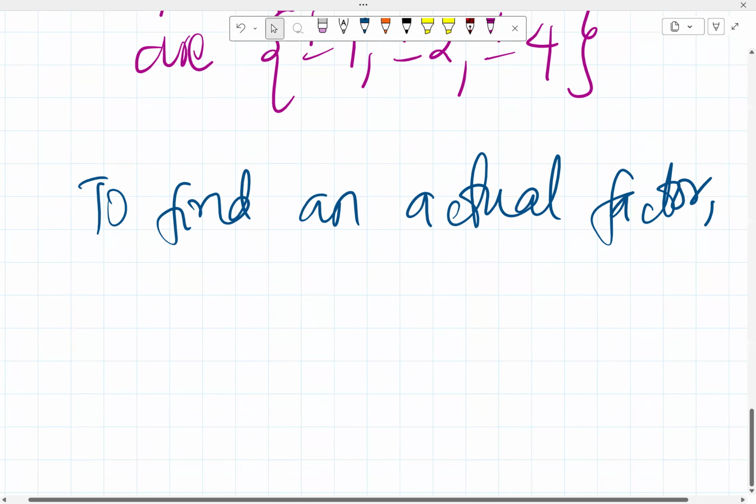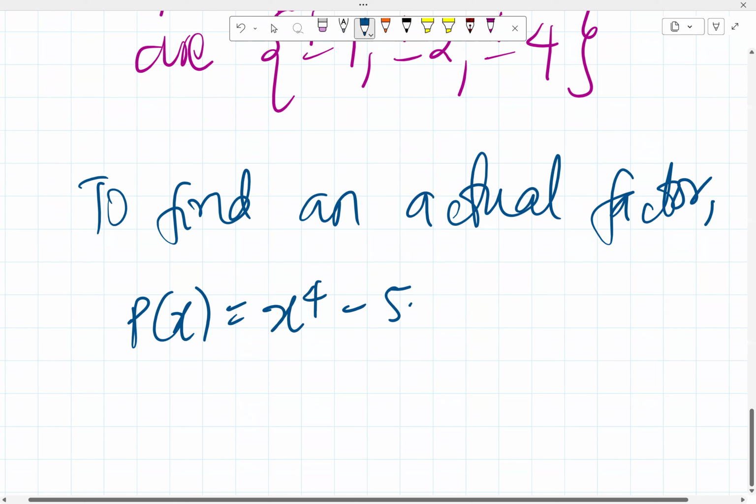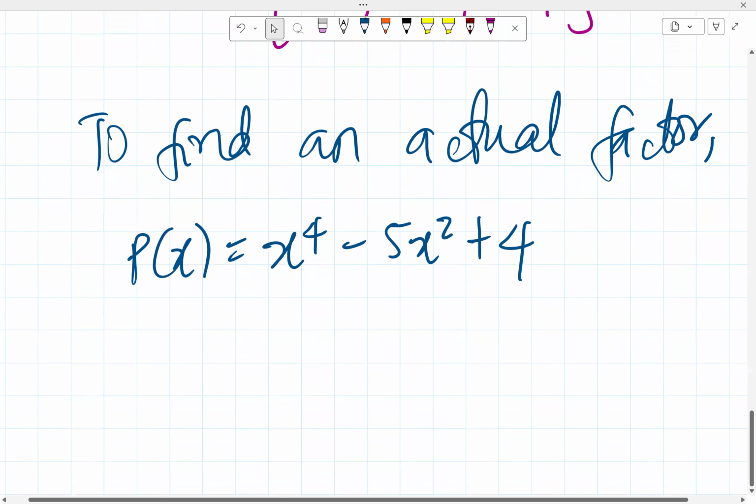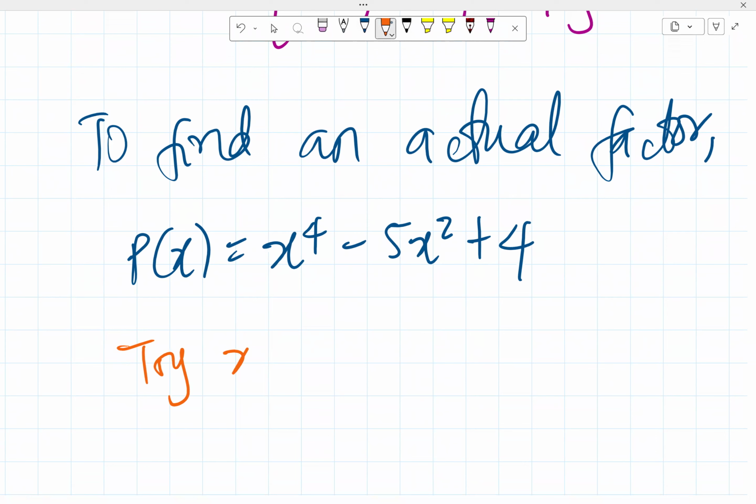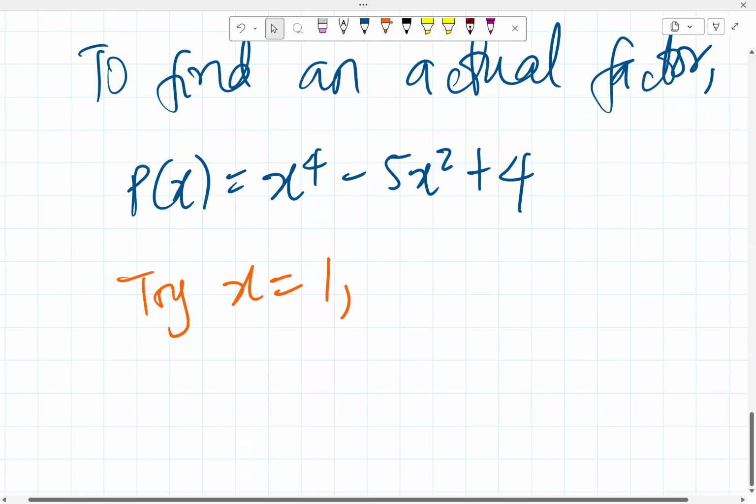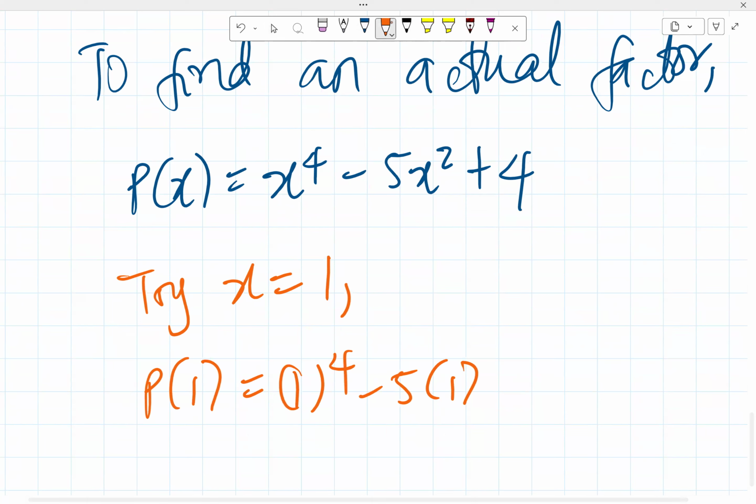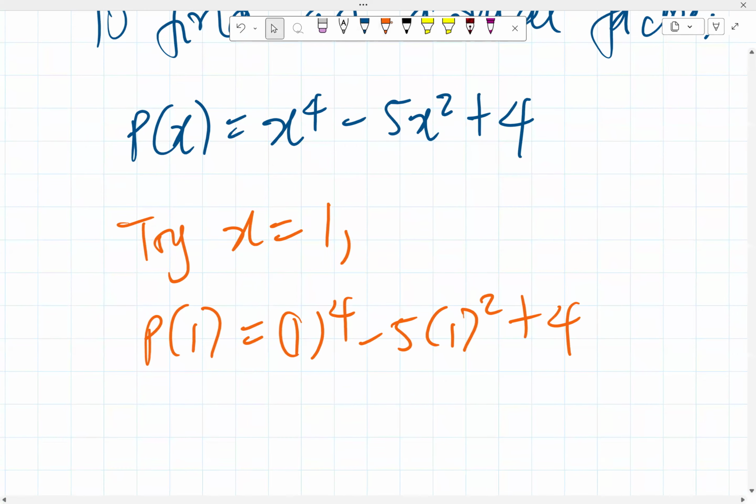So don't forget we have P of x equals x raised to the power 4 minus 5x squared plus 4. For me, I like to start from the very basic. So first of all, I try x equals 1. To try x equals 1 means that I have P of 1 equals 1 raised to the power 4 minus 5 times 1 squared plus 4. Okay, let's see if this works.